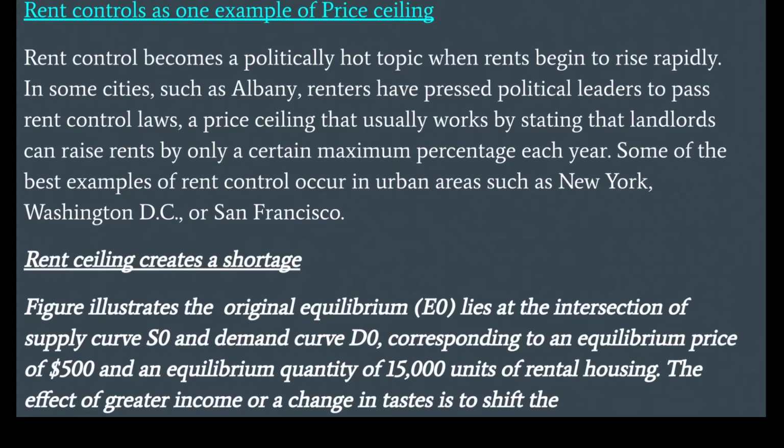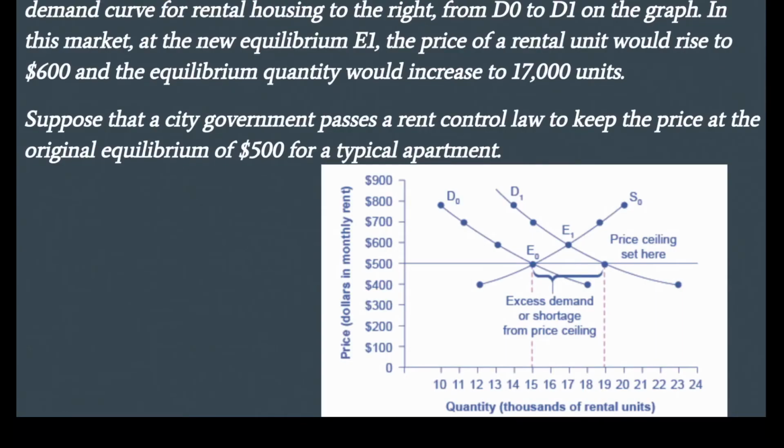The figure illustrates the original equilibrium E0 at the intersection of supply curve S0 and the demand curve D0, corresponding to an equilibrium price of $500 and an equilibrium quantity of 15,000 units of rental housing. The effect of greater income or a change in taste is to shift the demand curve for rental housing to the right from D0 to D1 on the graph. In this market, at the new equilibrium E1, the price of the rental unit would rise to $600 and the equilibrium quantity would increase to 17,000 units.